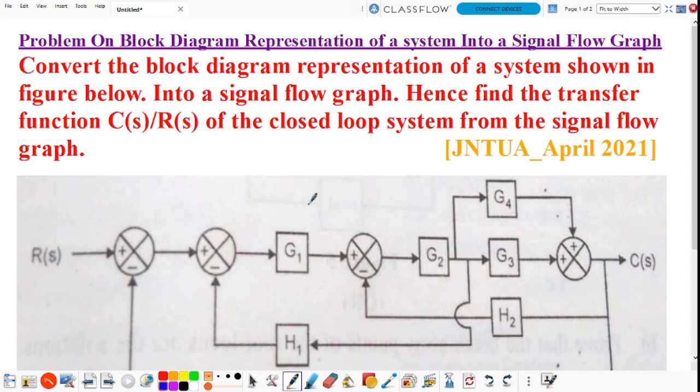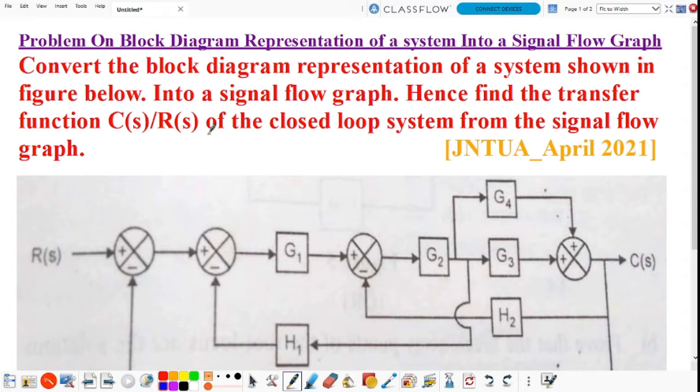Hi everyone. In this video, I am going to discuss the transfer function of a block diagram representation of a system using a signal flow graph. This is a previous examination question, JNTUA previous examination question in April 2021. Convert the block diagram representation of a system shown in the figure into a signal flow graph.